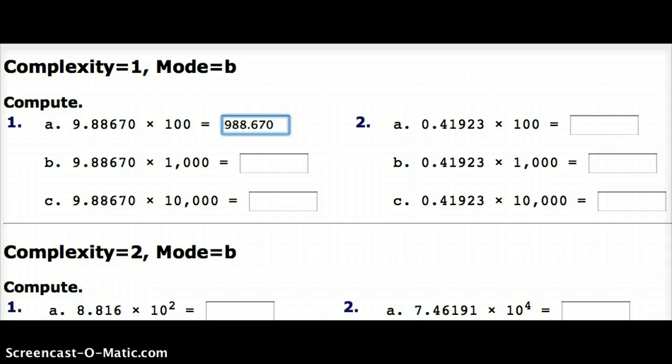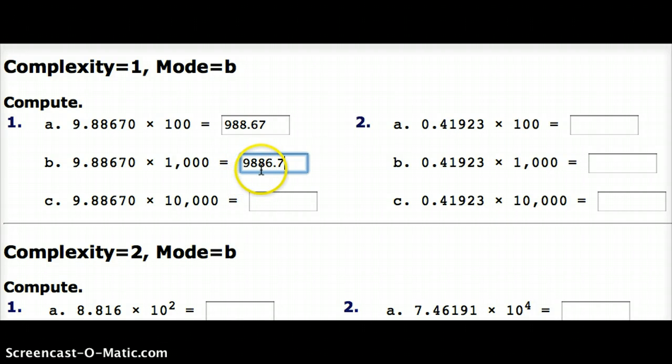So it's 988 and 67 hundredths or 670 thousandths. Those are the same thing. Going to get rid of that extra 0. Here I'm moving the decimal 3 spots over. 1, 2, 3. It's going to be between the 6 and the 7. So I get something like this.